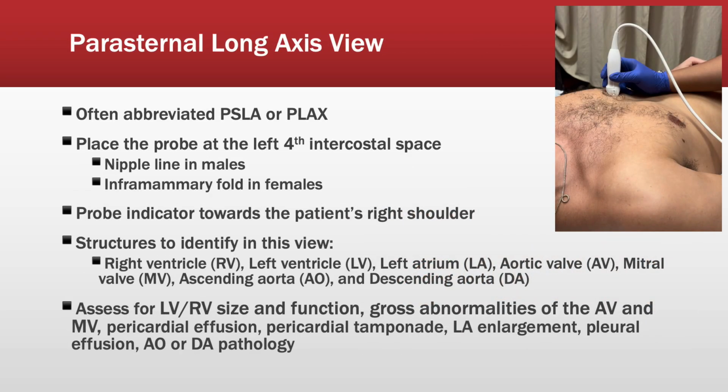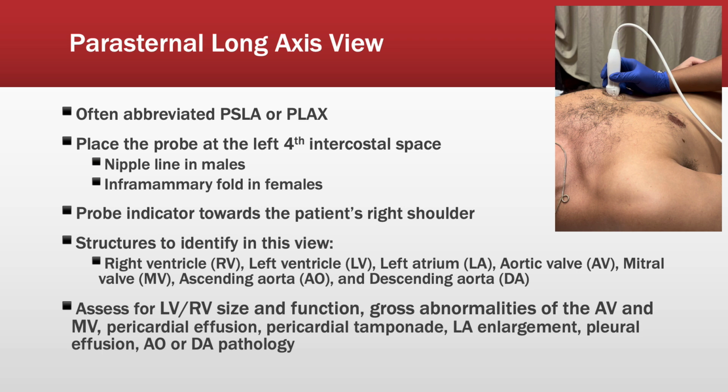Here's a parasternal long axis view, which is the first cardiac ultrasound view that we're going to obtain, as it gives you a good overview of the overall general condition of the heart, including information such as ejection fraction and overall left and right ventricular sizes.